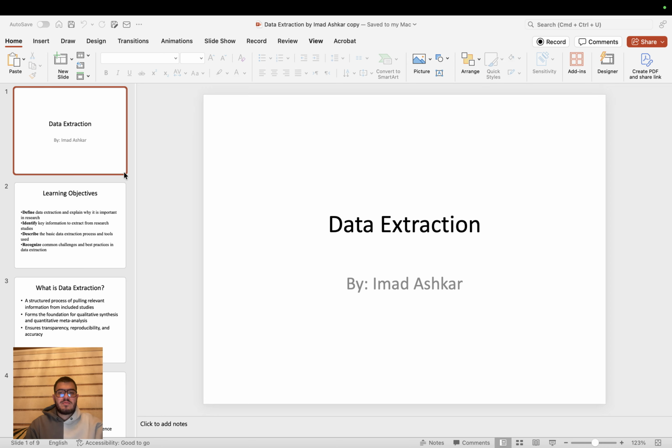Today's presentation will be about data extraction in the systematic review and the meta-analysis. So, a brief overview: data extraction is the most important part of the systematic review and the meta-analysis. Because if the extraction of the data and the variables is done wrong, our results will be wrong, and hence the aim of the study won't be achieved. So it is very important to ensure proper extraction and minimize error as much as possible.